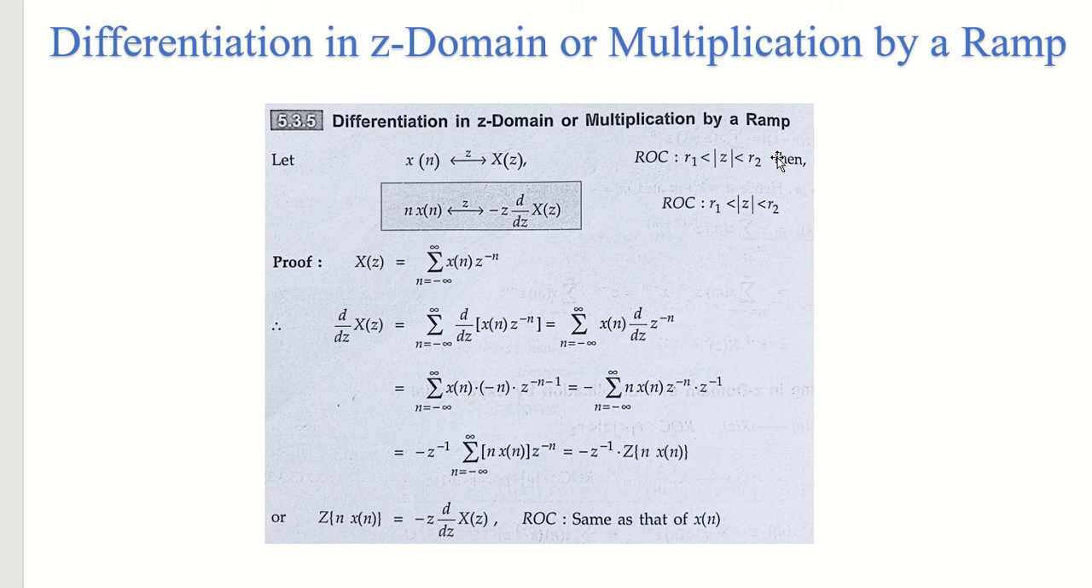So how does that happen? So let's see. Let's take the Z transform of x of n, and then we will multiply n with it. Or we can go reverse as well, right? From this one we can prove this one as well. So let's go reverse this time.